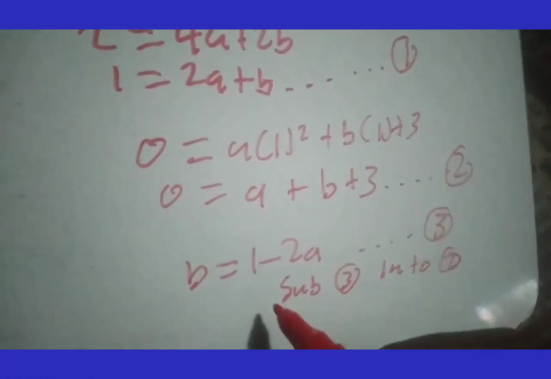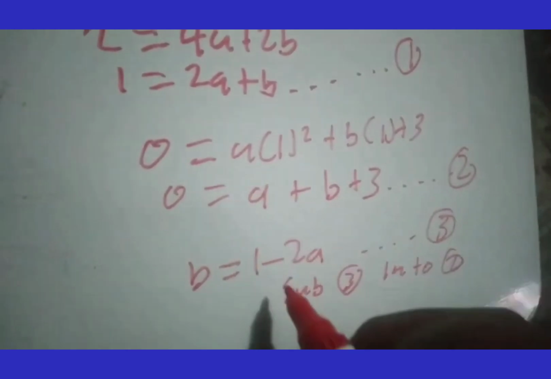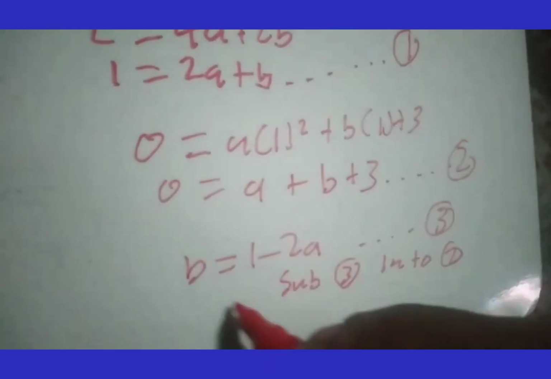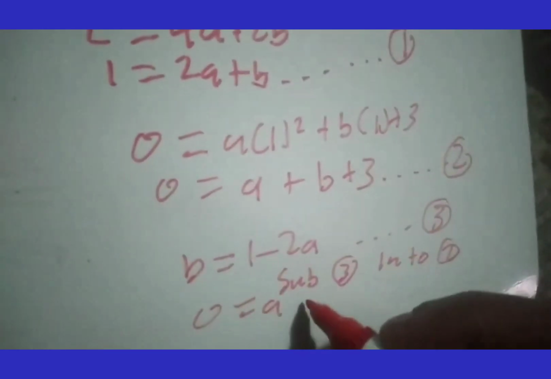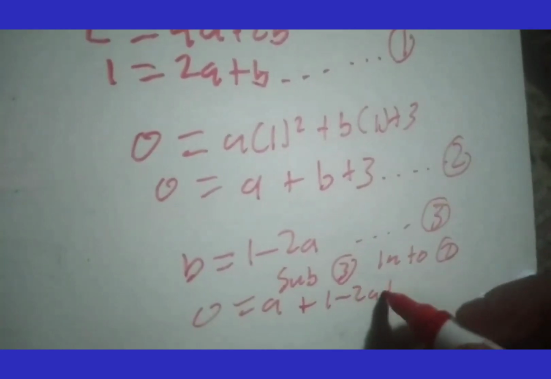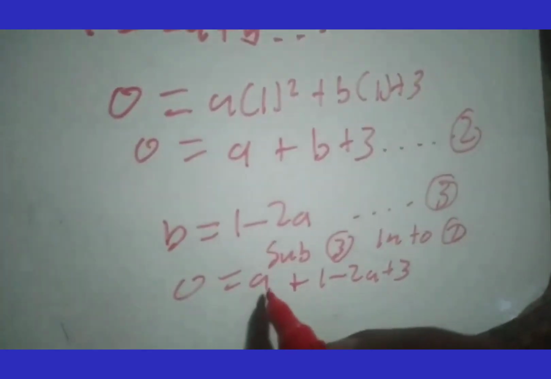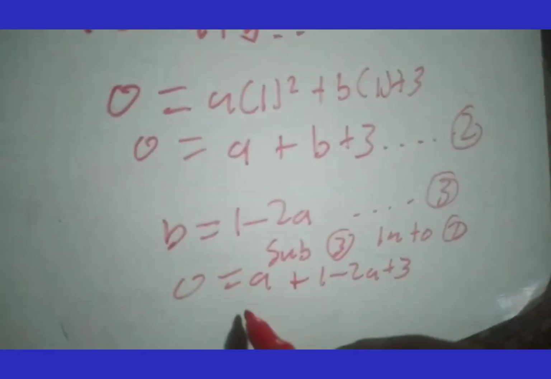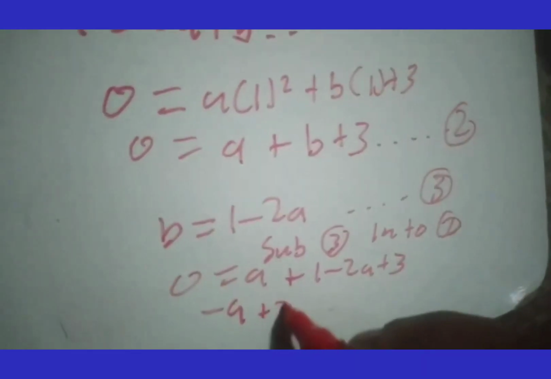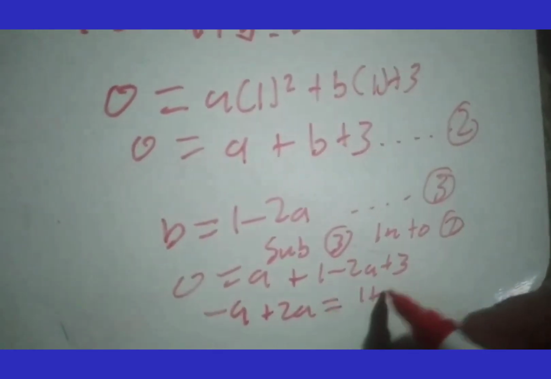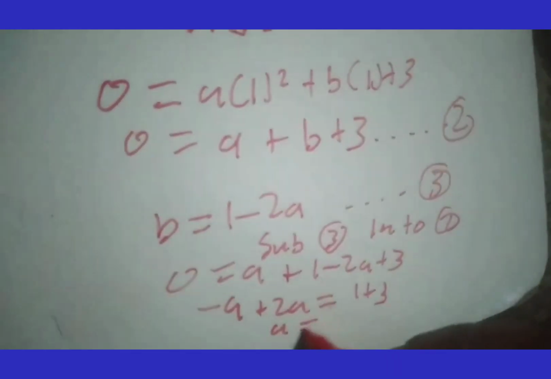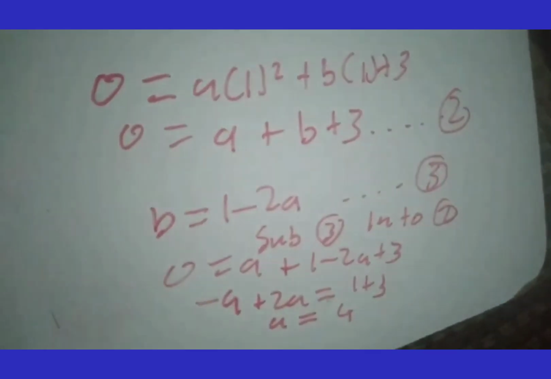So it means wherever I see B in the second equation, that's where I have to put this, since B is equals to that stuff. So it means 0 is equals to A plus 1 minus 2A plus 3. And then when we solve, let's take the letters to the other side. So we're going to get negative A plus 2A is equals to 1 plus 3. And this is going to be A is equals to 4.